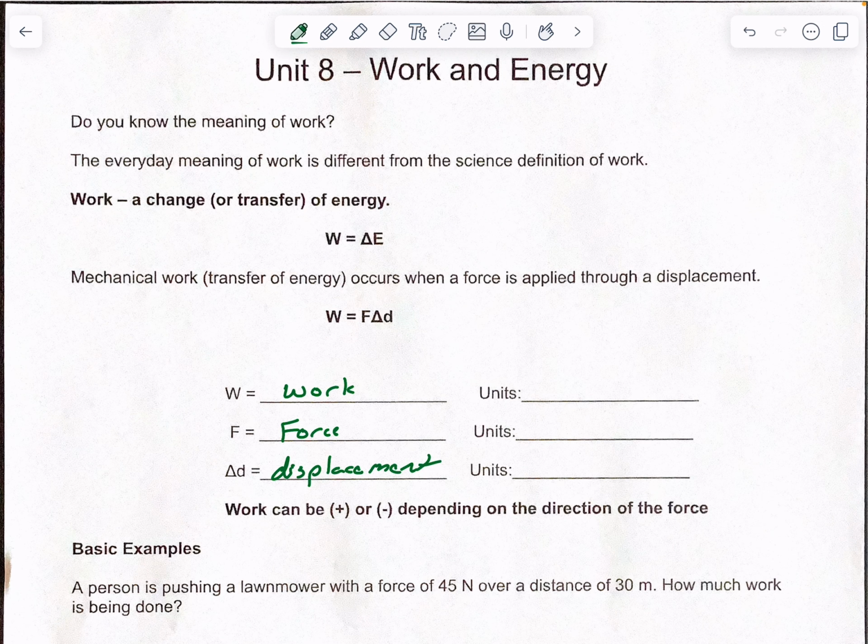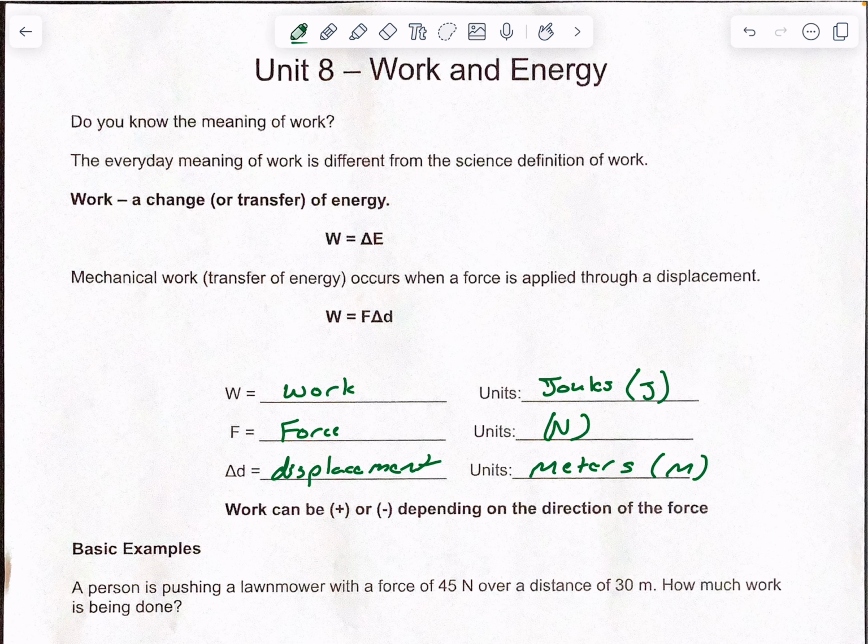Your units for distance or displacement are going to be meters, so make sure you're in meters. Units for force are going to be newtons. And the units for work are actually called joules, and that would just be a capital J.